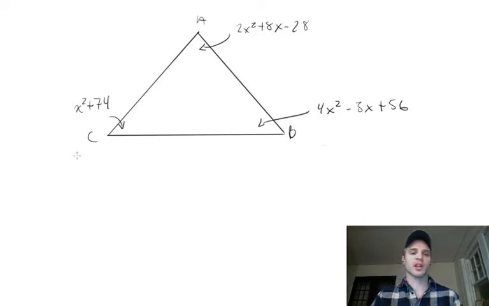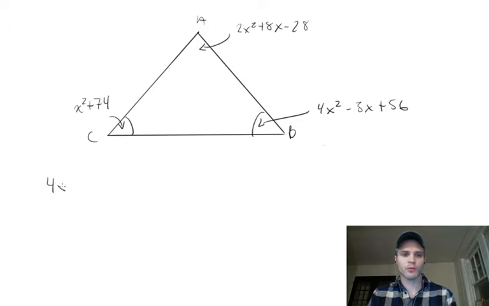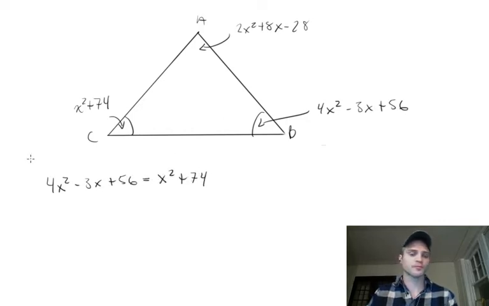I'm going to choose to set C equal to B. So this is what we get: 4x squared minus 3x plus 56 equal to x squared plus 74. Now I'll transpose over an x squared and I'll transpose over 74. So 4x squared minus x squared becomes 3x squared minus 3x, and 56 minus 74 is negative 18, which is equal to 0.